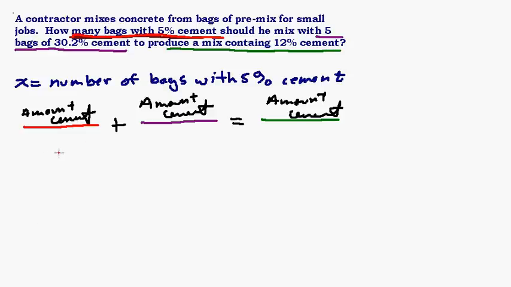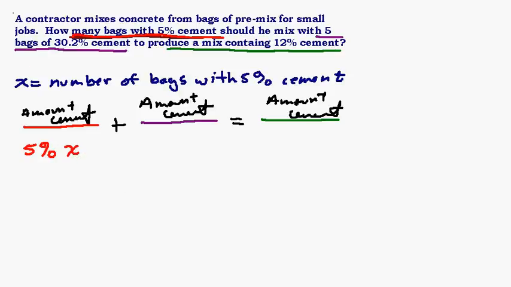For the red bags, how much cement are we going to have? Well, we know those bags are 5% cement. So it's going to be 5% of however many bags we have. And we don't know how much is in each bag. They could change this problem. Instead of just saying one bag, they could say each bag weighs a certain amount or something. But we know 5% of our bag, however much is in that bag, times the number of bags that we're using is going to be cement.